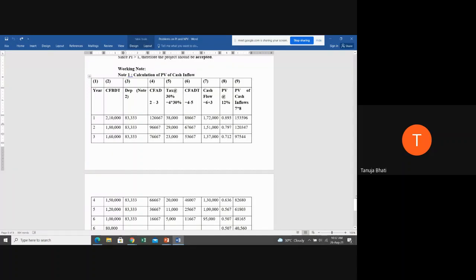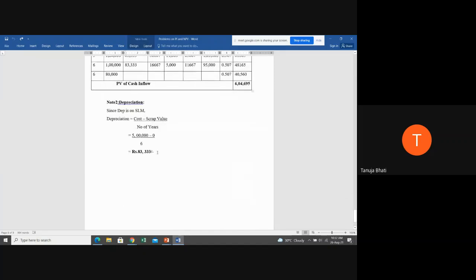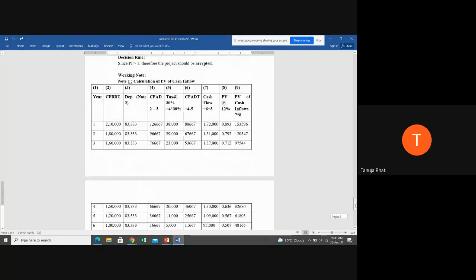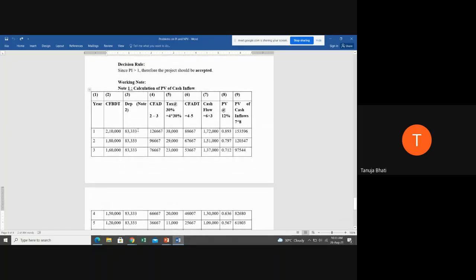So, depreciation, how did we calculate the amount of depreciation? See here, students. Since depreciation is on SLM basis, depreciation will be cost minus scrap value divided by number of years. The cost of the project is given as 5 lakh minus the scrap value is 0 because no scrap value is given, the salvage value is 0. Number of years is 6 years. So depreciation comes around to 83,333. Now this depreciation amount is same for all the years. Why? Because it is on straight line method basis. Therefore, in the third column, we have written depreciation in all the years.